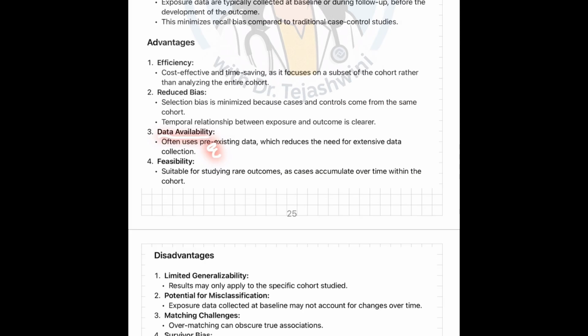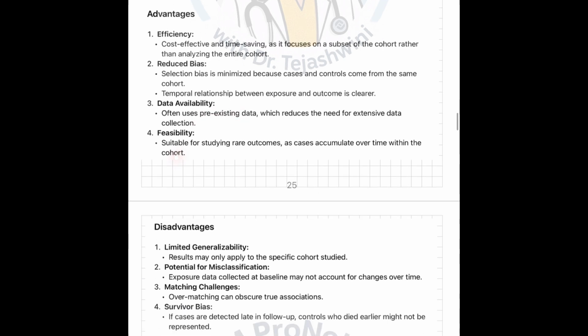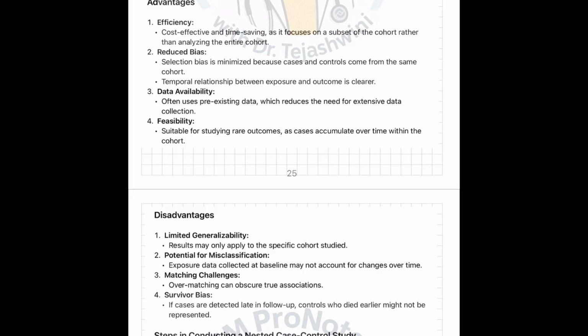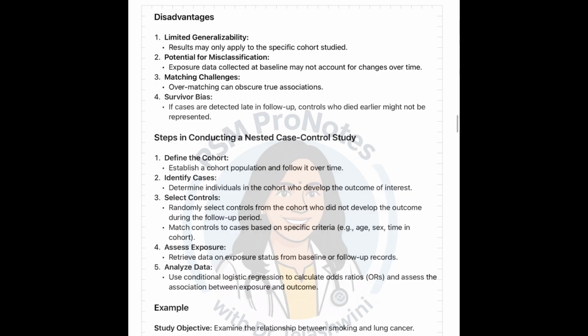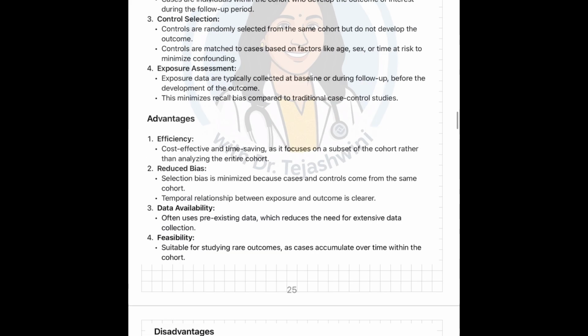Data availability. Nested case control studies often have access to pre-existing data, such as baseline surveys and medical records, which reduces the need for extensive new data collection. This can be particularly beneficial when studying diseases with long latency periods. Feasibility for rare outcomes. This study design is particularly useful for rare outcomes as cases accumulate over time within the cohort, allowing researchers to study outcomes that might otherwise be difficult to track.